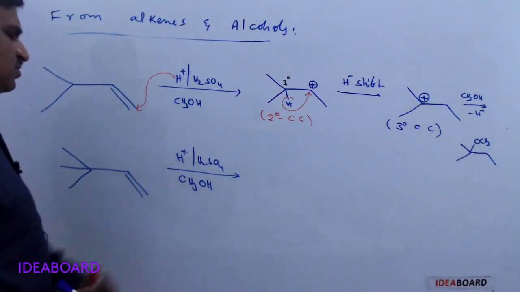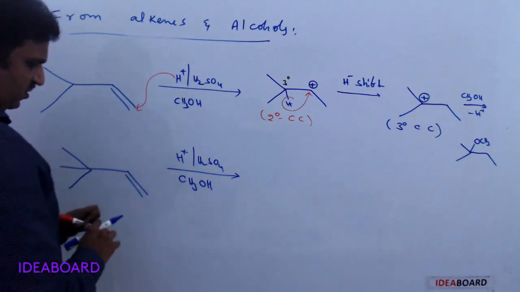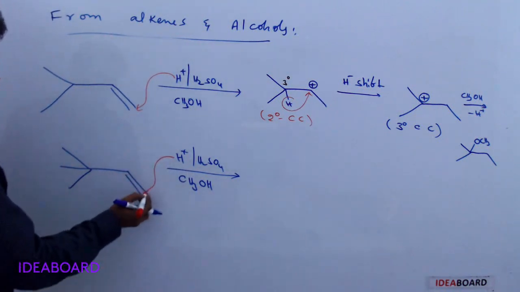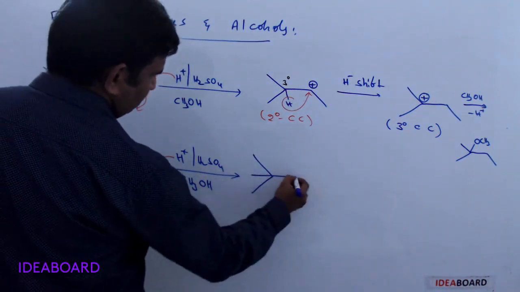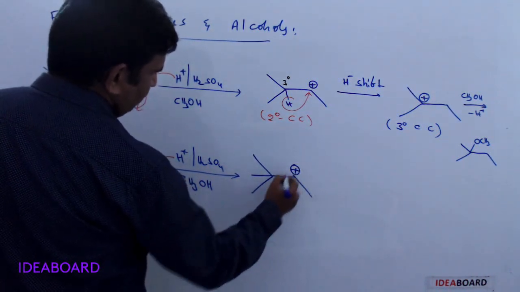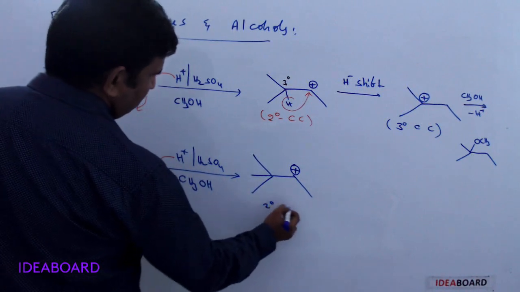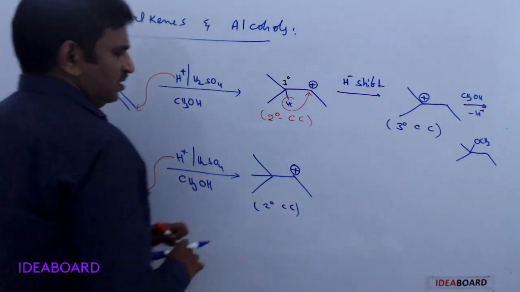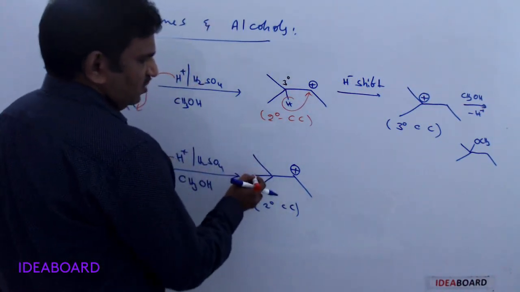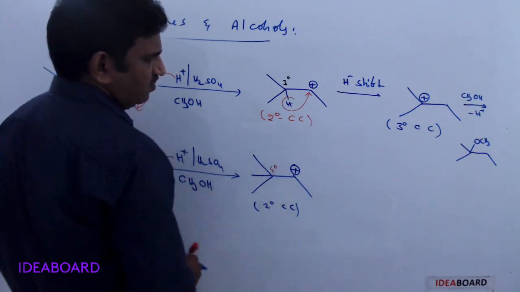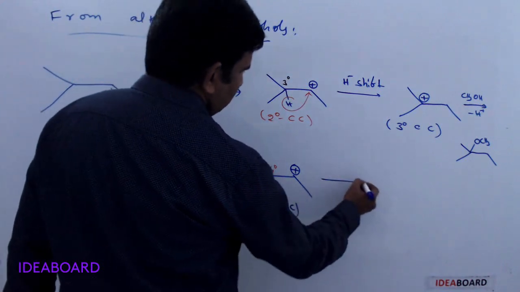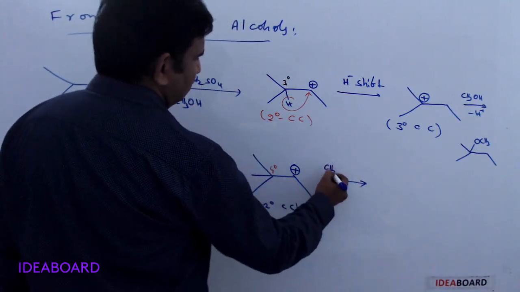Similarly, in this process, what happens? Here first H plus is added on this carbon atom, and then we are getting this type of carbocation. Again, this is a secondary carbocation, and this is a 3 comma 4 degree carbon atom. This is a 4-degree carbon, and so here it is undergoing a methyl shift.